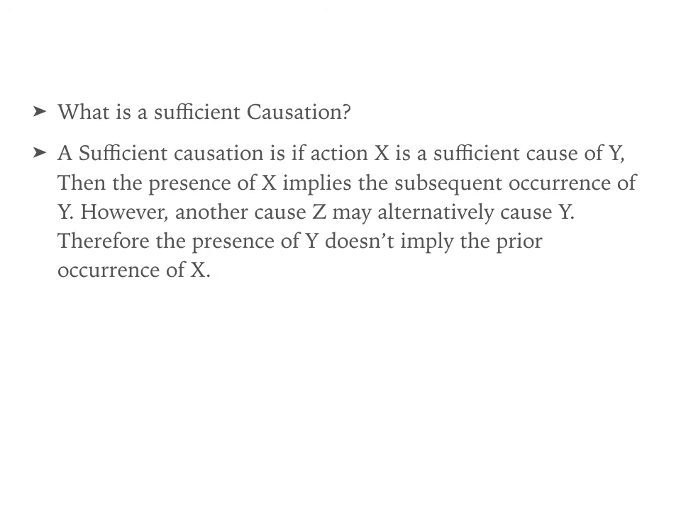Moving on to sufficient causation. So what is a sufficient causation? If action X is a sufficient cause of Y, then the presence of X implies the subsequent occurrence of Y. However, another cause Z may alternatively cause Y. Therefore, the presence of Y does not imply the prior occurrence of X.